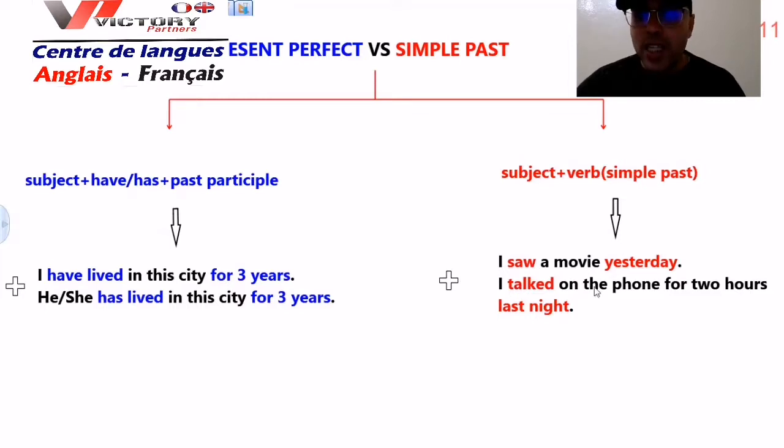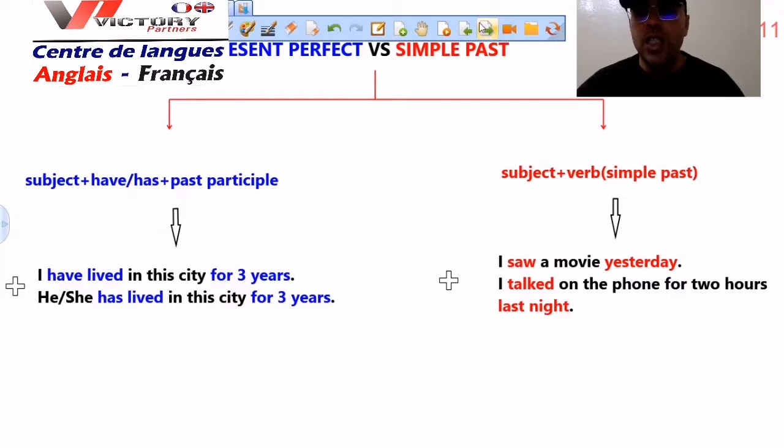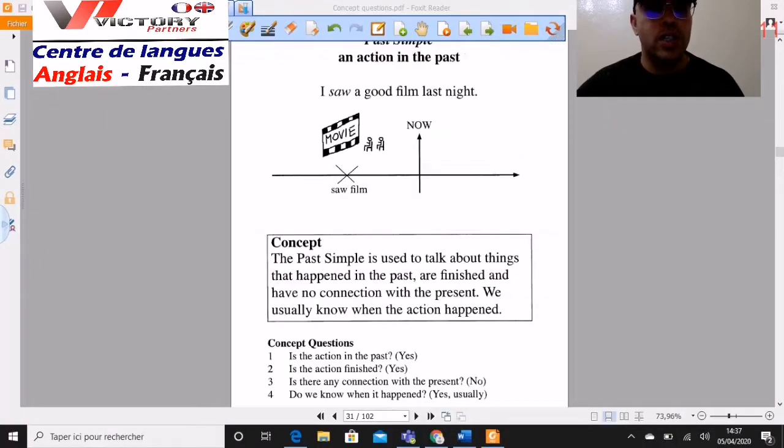See, saw. I talked on the phone for 2 hours last night. Subject plus simple past of the verb, which is regular. We add -ed to this verb. So now let's make a comparison between how or when we use present perfect and simple past.